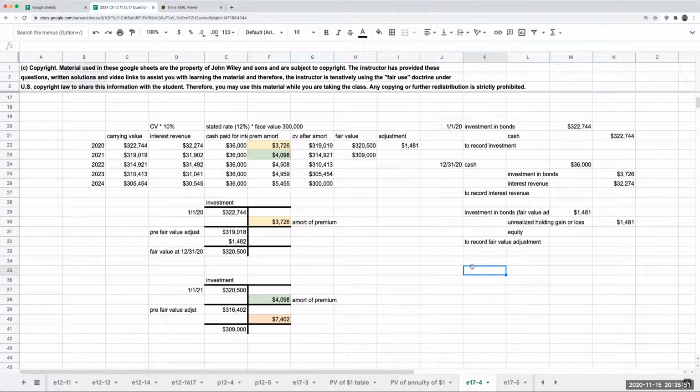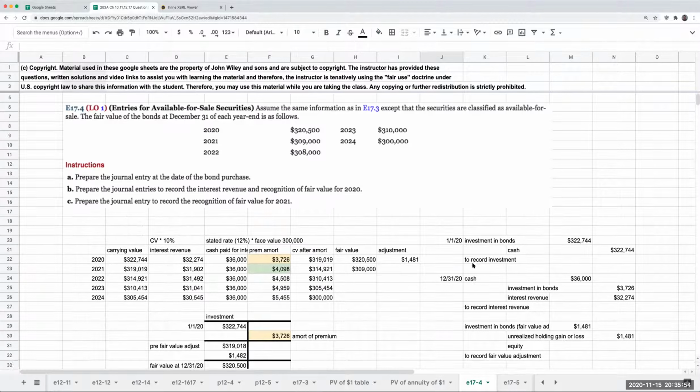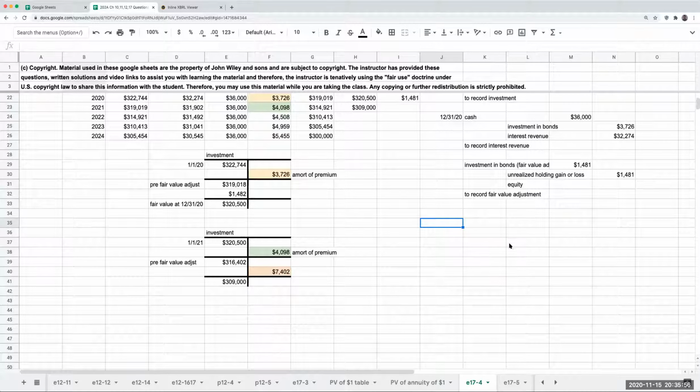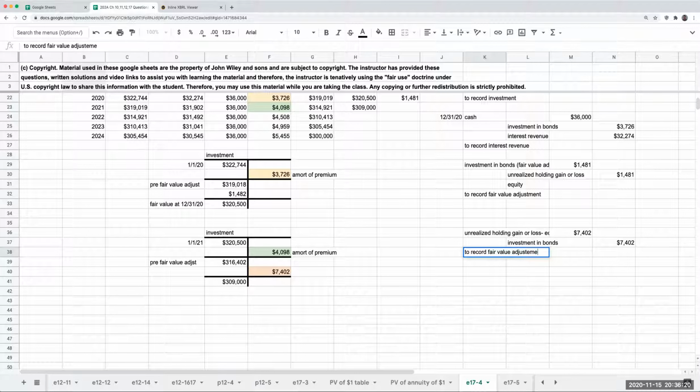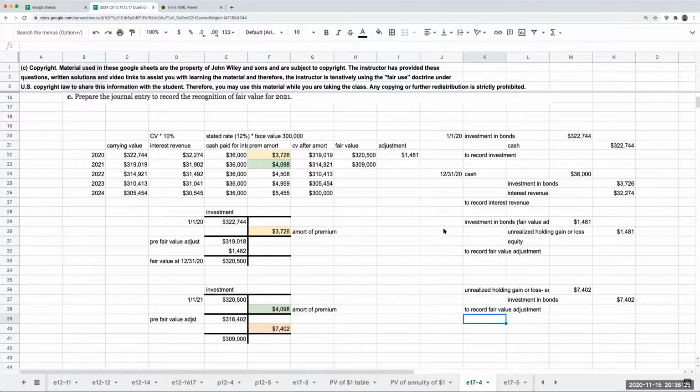So let's go over here. They're only asking us for the fair value adjustment here. So what I would do is record an unrealized holding gain or loss in equity for 7,402, and then credit investment in bonds, to record the fair value adjustment. Wow, this is messed up. This is going to be a great question to ask all of you. Okay, so that's as of 2021.